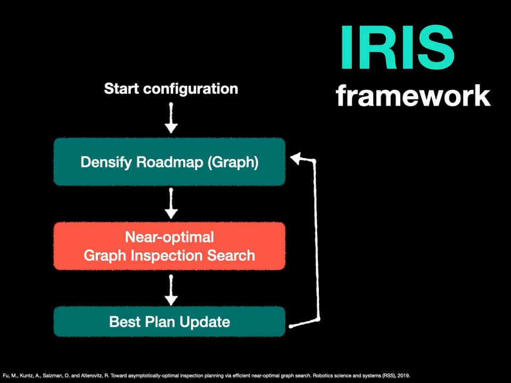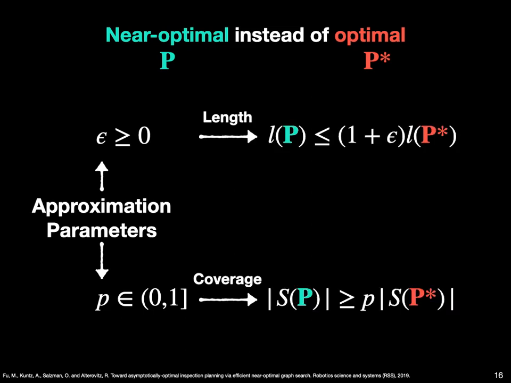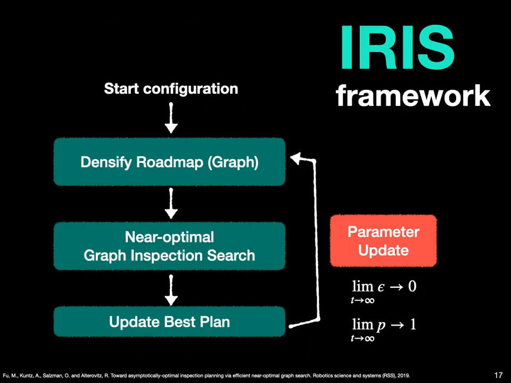Back to the ARIS framework, doing graph inspection search for the optimal plan is computationally hard, so the key insight is to compute a near-optimal inspection plan instead. Two approximation parameters are used to bound plan length and inspection coverage respectively. More specifically, epsilon guarantees the search result is at most 1 plus epsilon times the length of the optimal plan, and P guarantees the search result has an inspection coverage whose size is at least P times the size of the optimal inspection coverage. With these parameters, we reduce the search space significantly. Furthermore, we do a parameter update at every iteration to guarantee asymptotic optimality.